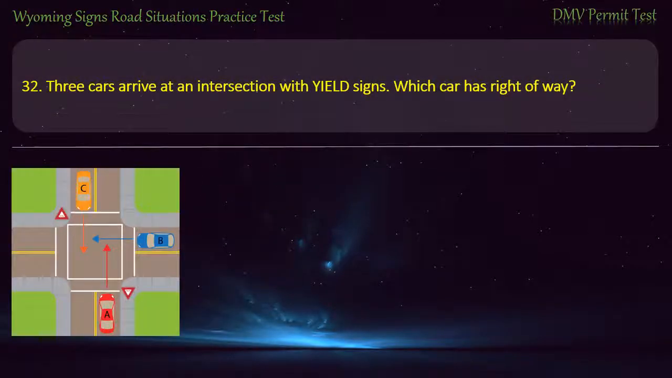Question 32. Three cars arrive at an intersection with yield signs. Which car has right-of-way? Car B. Car C. Car A. Cars A and C. Answer. Car B.